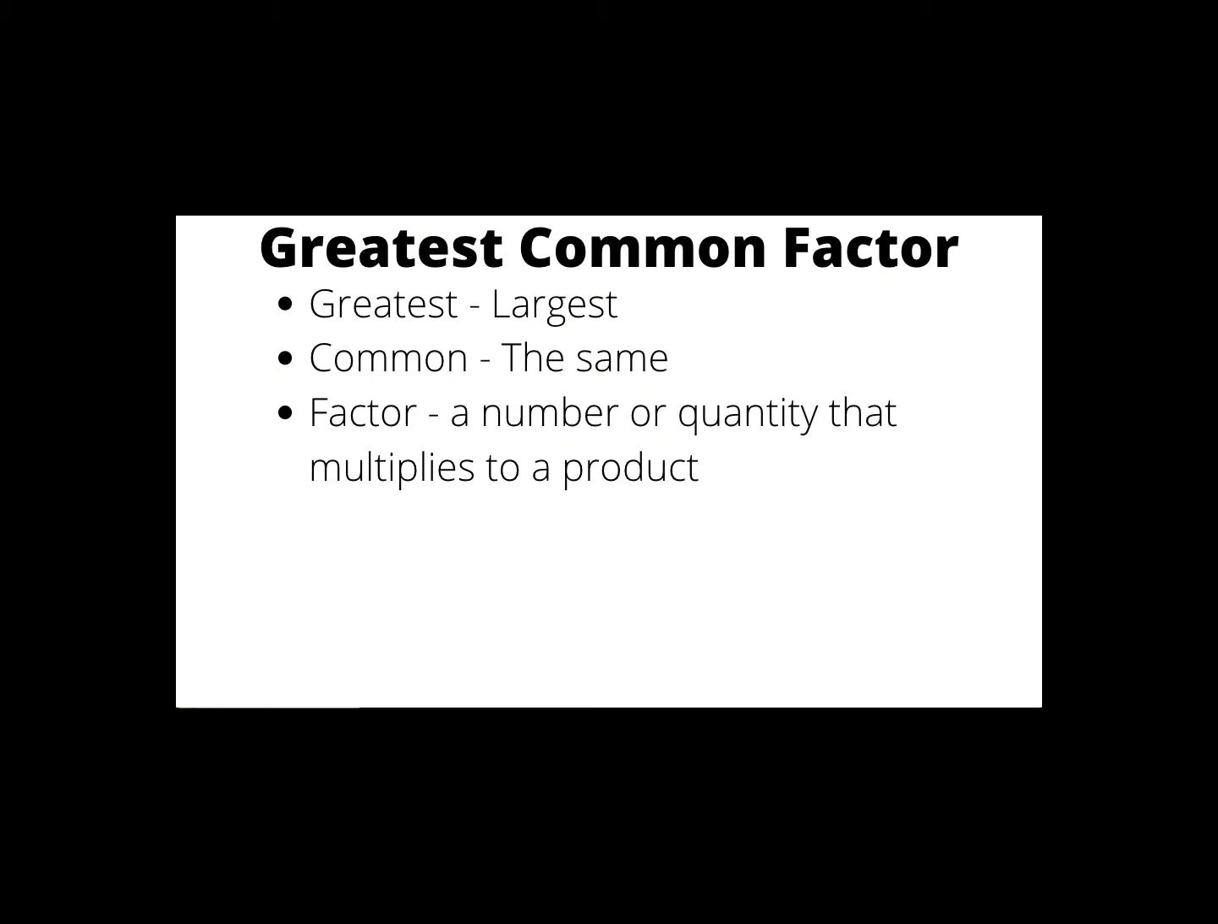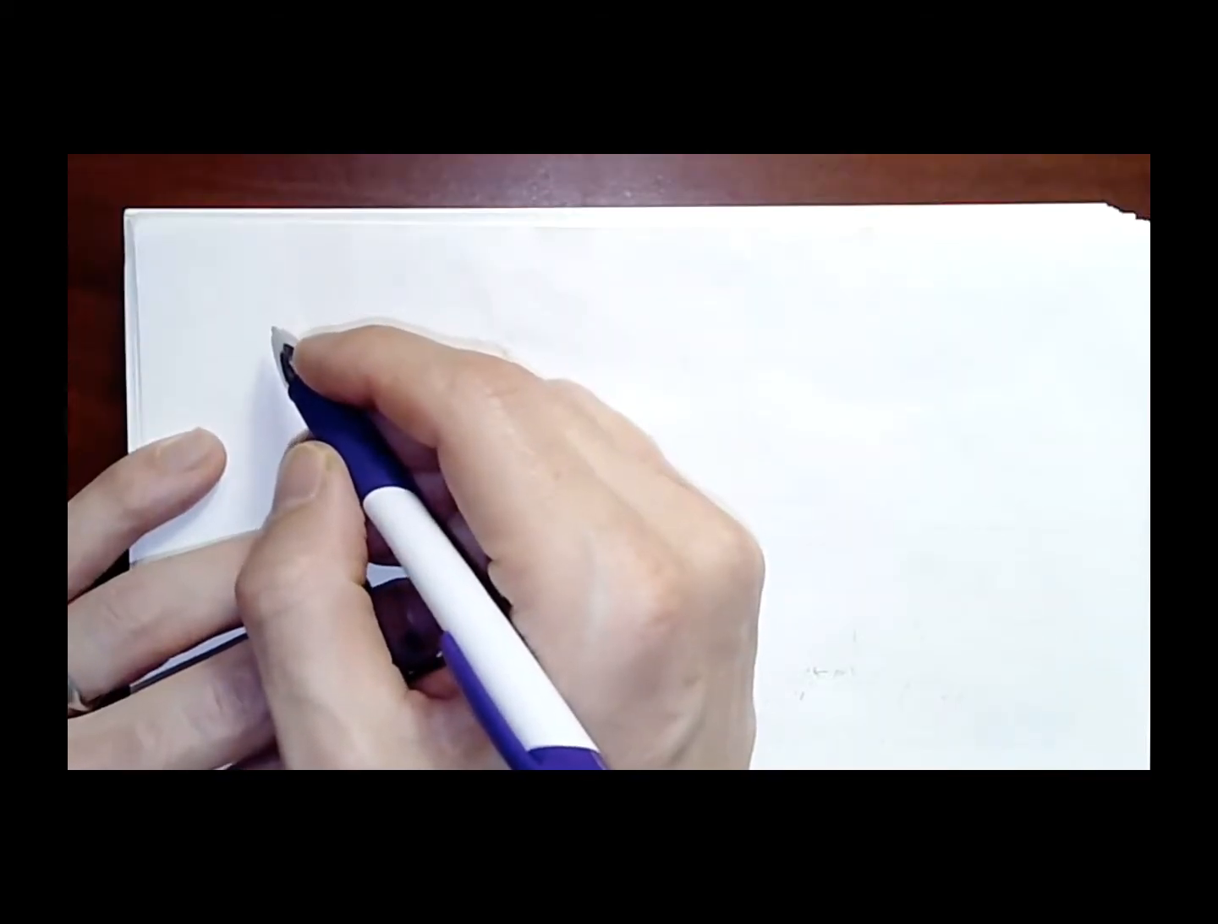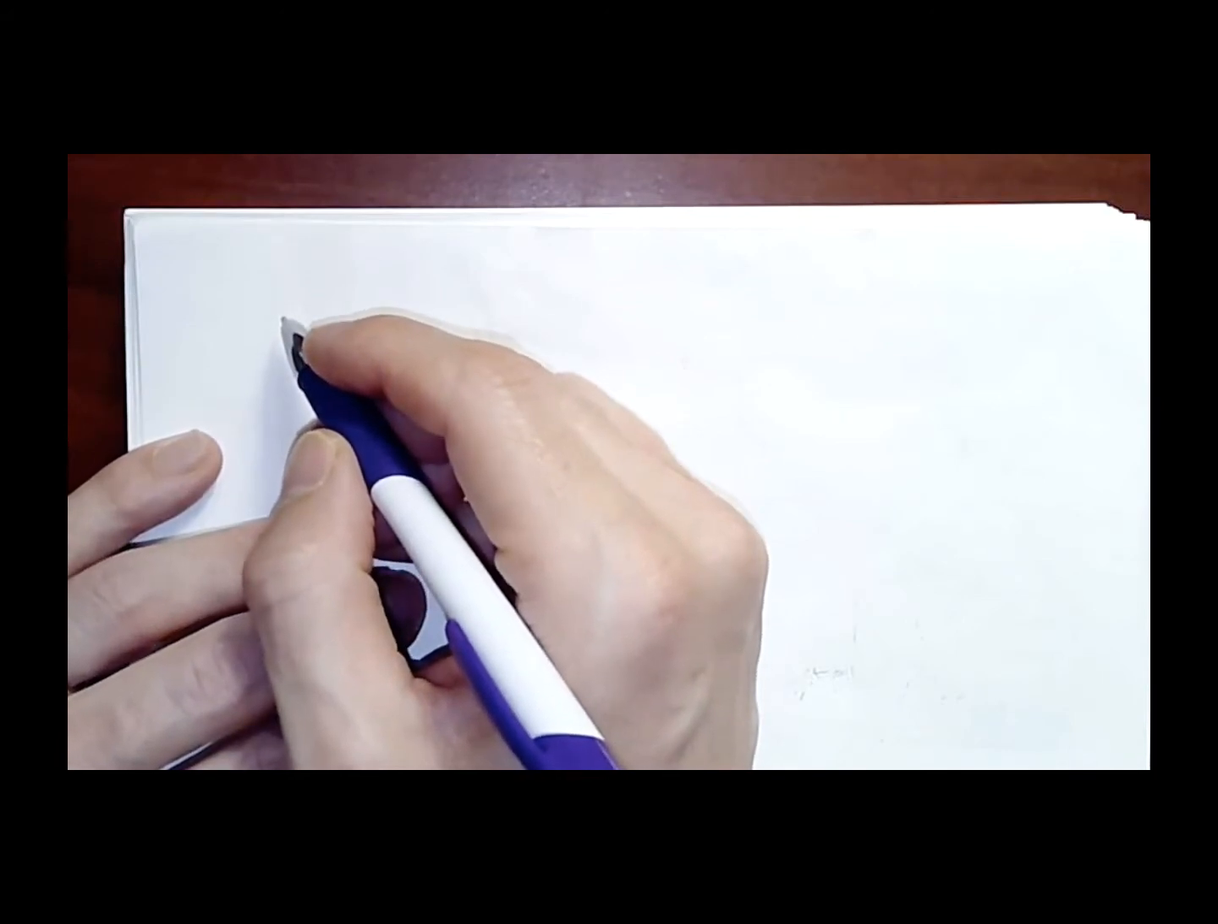The definition of greatest common factor, I like to break it down by looking at the individual words. The first word we see here is greatest, which I often translate to the word largest, and common, meaning the same. So we're looking for the same something that is the largest that it could be. And factor, a factor is defined as a number or quantity that multiplies to a product. So we're looking for a single item that is the largest and the same from all the terms that will then multiply to each individual term. We are going to start off by looking at a numerical example of finding the GCF, or greatest common factor.